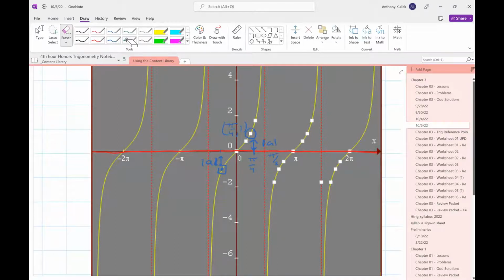I guess I didn't say it explicitly, but in section 3.2, all we're doing is the same things we did in 3.1, just with tangent instead of sine and cosine. So it's the same processes. We just have a new function that we're doing this stuff with.